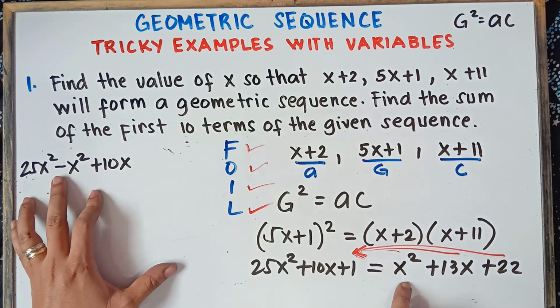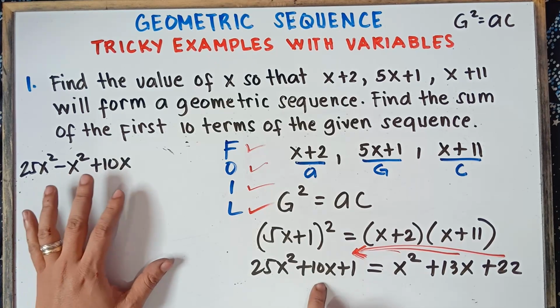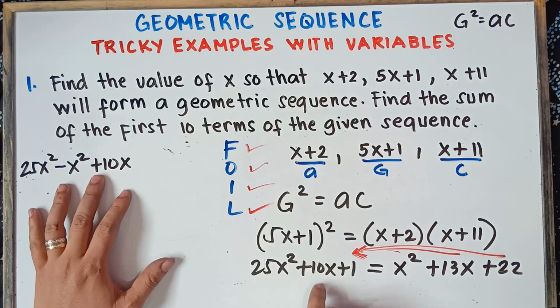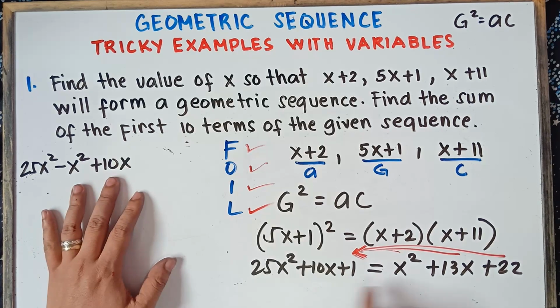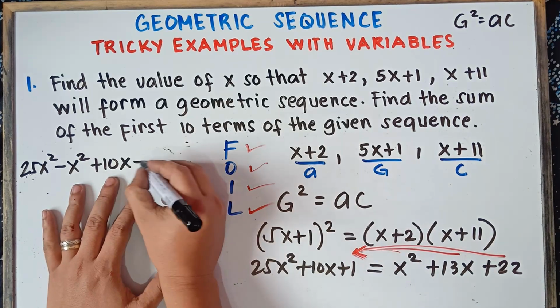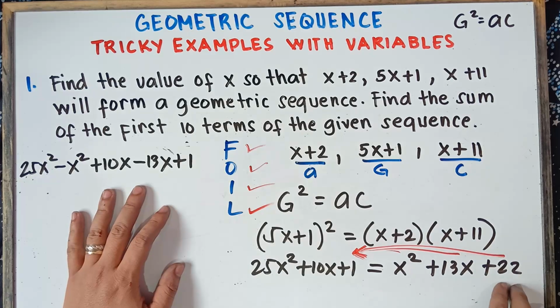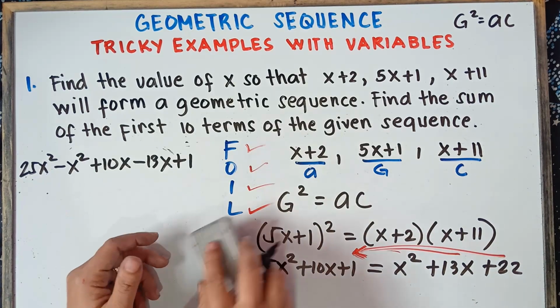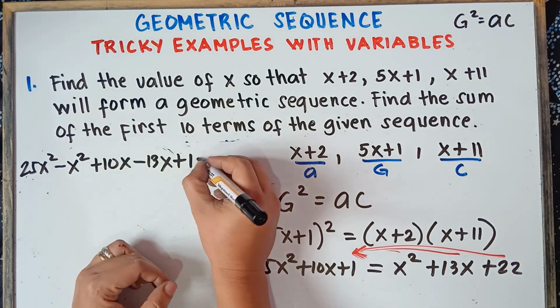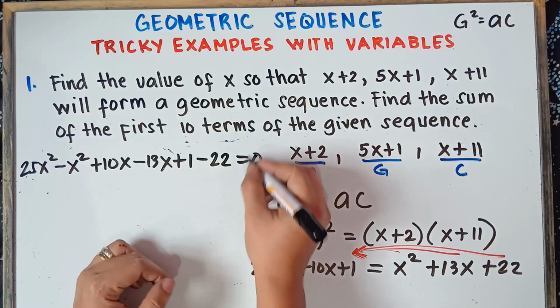This x squared, this is positive, it becomes negative. This 10x stays positive. We didn't transpose 10x, so copy positive 10x. This is positive 13, it will be negative 13x. Copy positive 1, transpose 22 from right to left. This is positive 22, it will be negative 22. Alright, this will be negative 22, then equals 0.